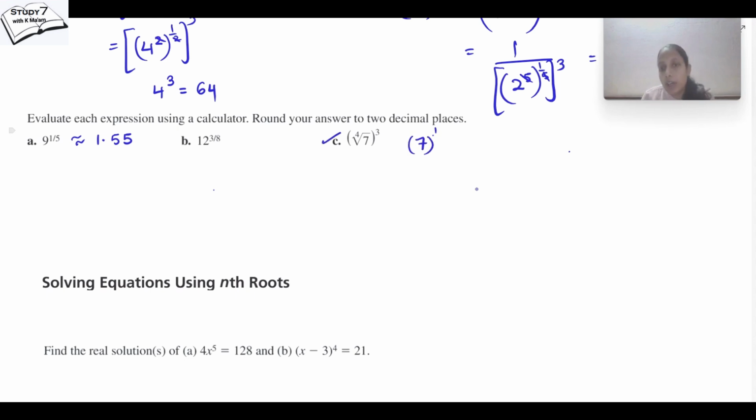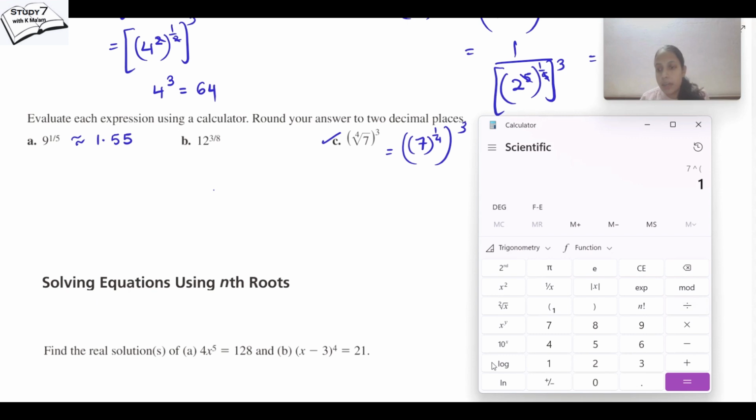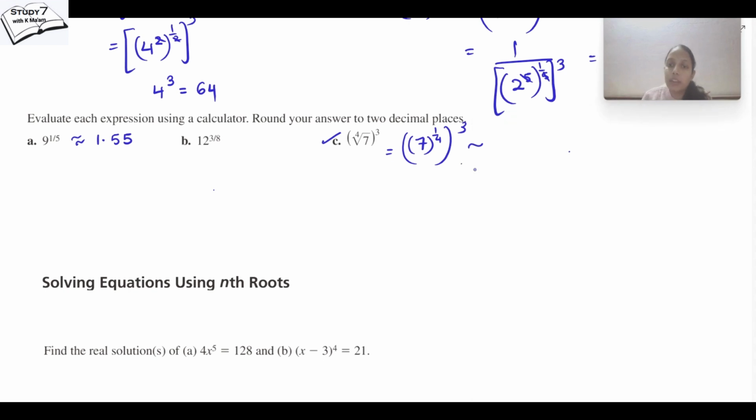If you calculate this, what is that? 7 power 1 by 4 and then whole power 3. See this, 1 by 4, then power is 3. So I'm getting 4.3035 and we have to round off. The third number is less than 5, so we cannot shift this number 1 here. So only 4.30, approximately.